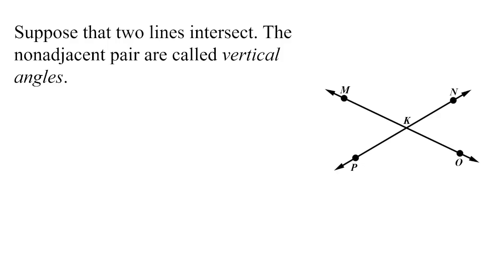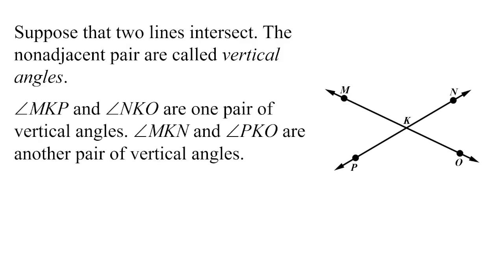But now, let's say two lines intersect. Well, the non-adjacent pair, or the pair that's not adjacent, are called vertical angles. So angle MKP and angle NKO is one pair of vertical angles. The other pair are angle MKN and angle PKO.